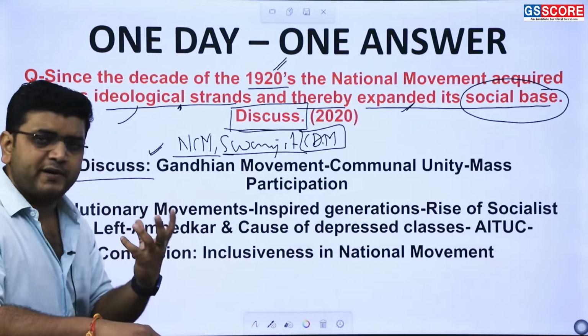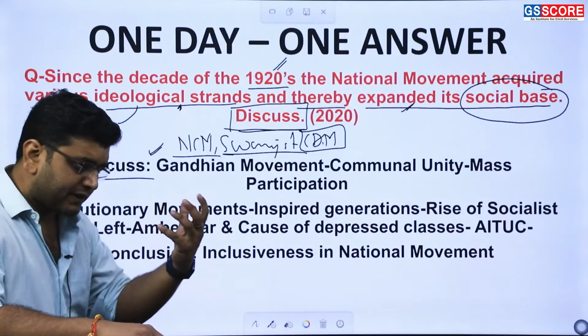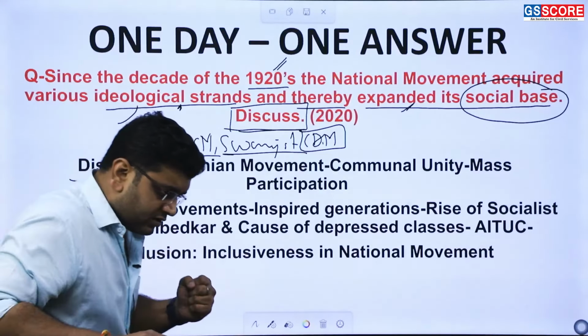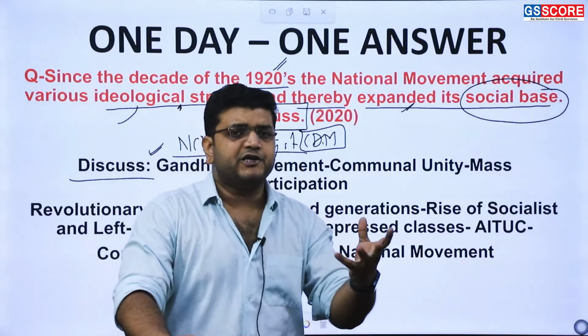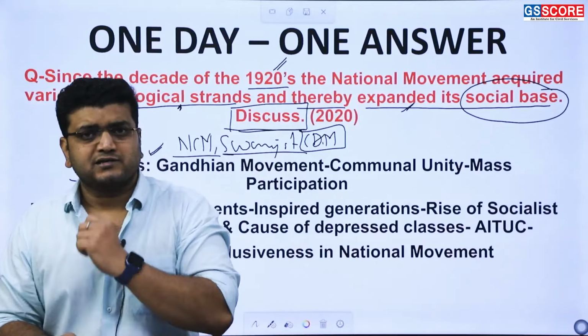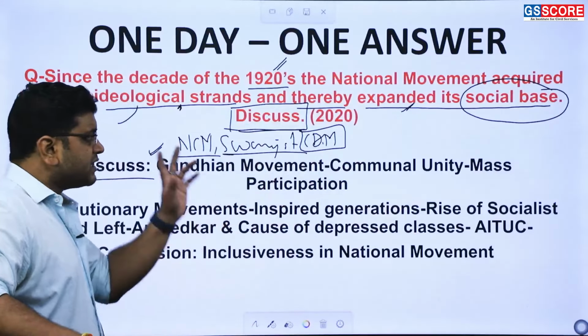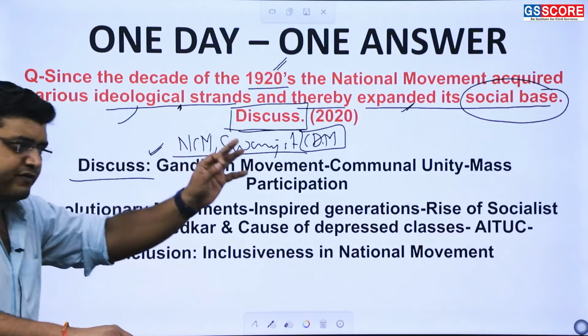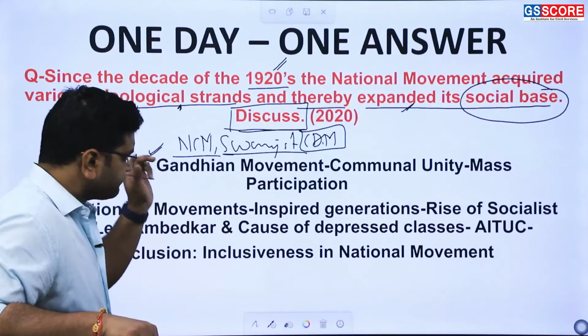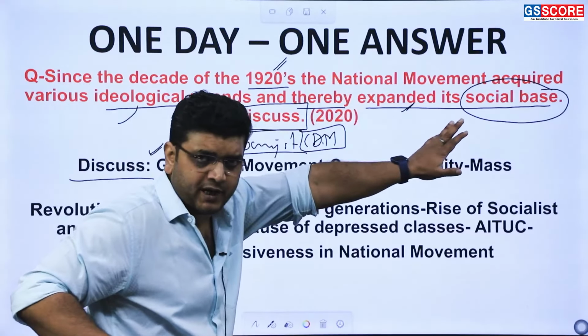For example, women came out of the home to participate in the movement. Students, elite persons, educated classes, the middle class, they all came to participate in the national movement, carrying forward the message of the freedom struggle. First outcome, the social base, हमने यहाँ clear कर दिया.